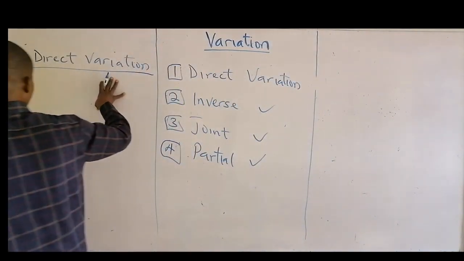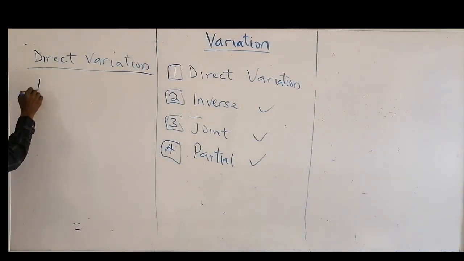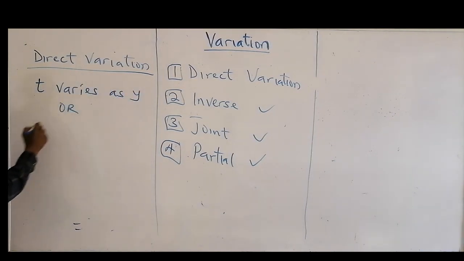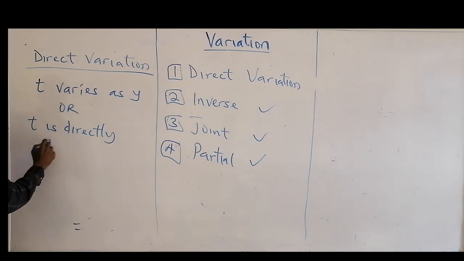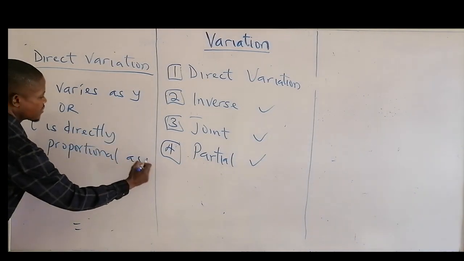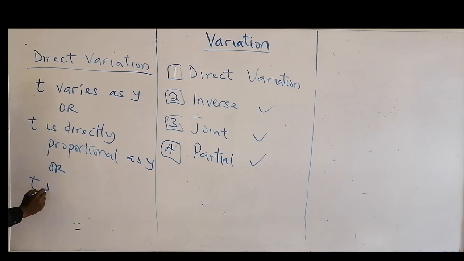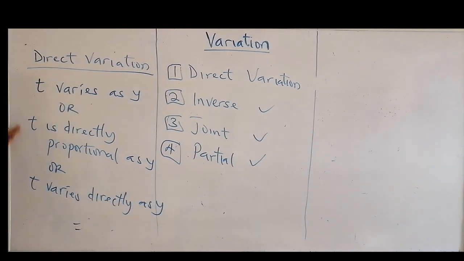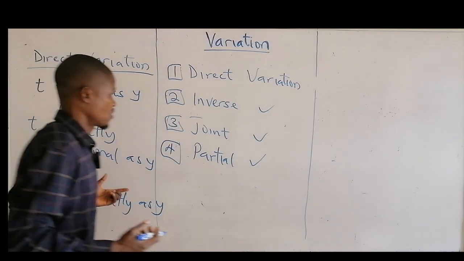So let's look at the kind of statement we use here. I can say t varies as y, or I can make my statement t is directly proportional to y, or t varies directly as y. All these statements mean the same thing. So let's now write these statements in mathematical form.